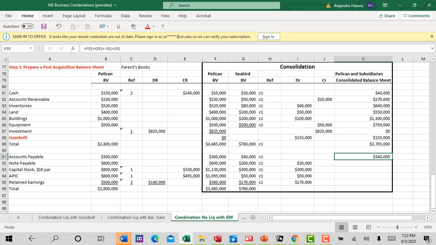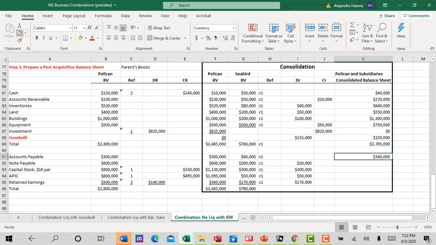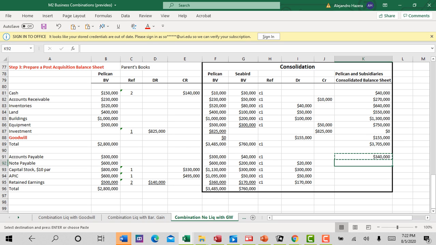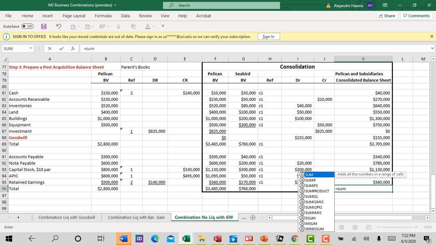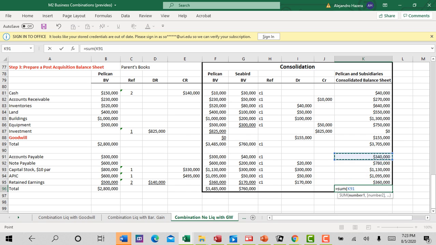Let's see if we can kind of just copy the rest down here. Okay, so you got 780 there, 1130, 1095, and 360 equal to sum. And the sum, they equal 3705. So those are the consolidated financial statements. Now, the first time you do this, and they get more complicated, but the first time you do it, it's a very simple consolidation.